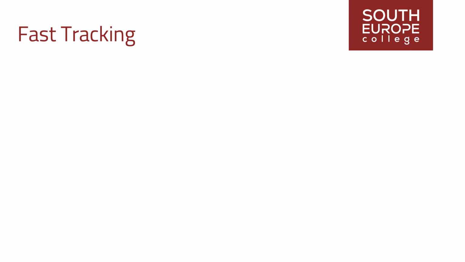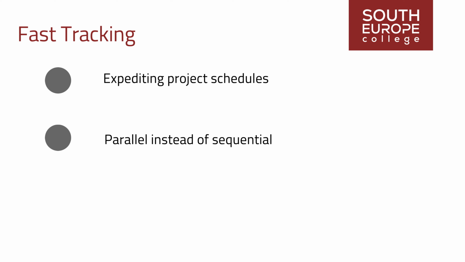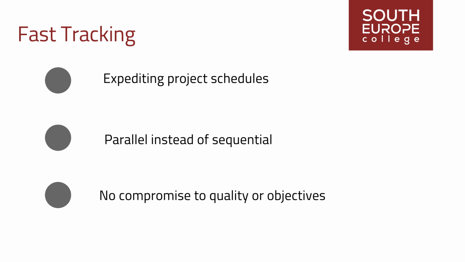Fast-tracking is a project management technique aimed at expediting project schedules by overlapping tasks or executing them in parallel instead of typically being executed sequentially. This approach involves identifying parallel activities that can be performed simultaneously without compromising project quality or objectives. By compressing the project timeline through fast tracking, project managers can save significant time, accelerating project completion.